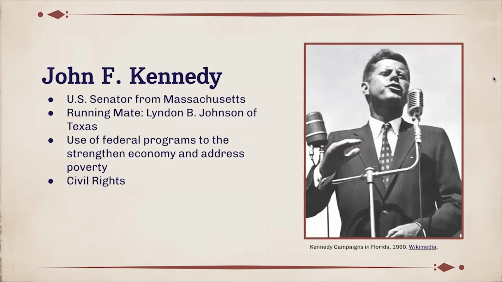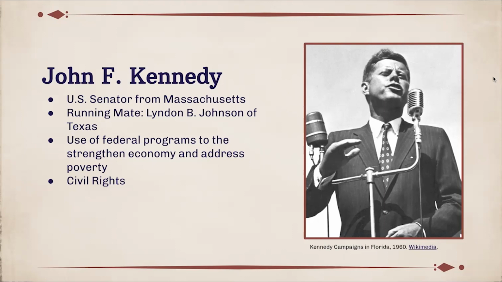Kennedy, who wants to continue to use federal programs and the relative strength of the economy in order to address poverty that's happening at this point in time. He's from Massachusetts. He'd been a US Senator at the time of running for president. He chooses Lyndon B. Johnson from Texas as his running mate. And he also ends up taking on civil rights as part of his campaign.